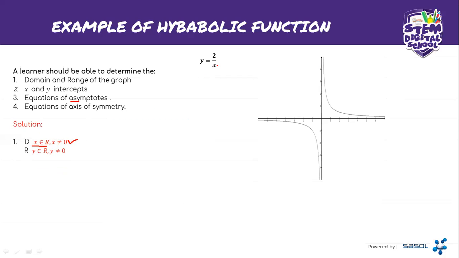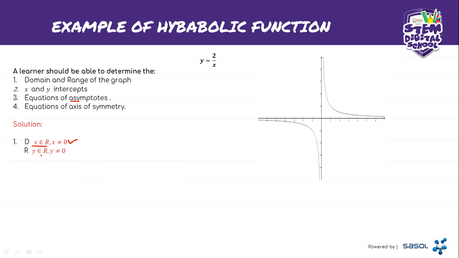Because you can see that if x becomes 0 there, what is going to happen? It's going to be undefined, because 2 divided by 0 is undefined. So we are avoiding getting undefined. So x must not be equal to that when we want to solve for the value of y. You understand?